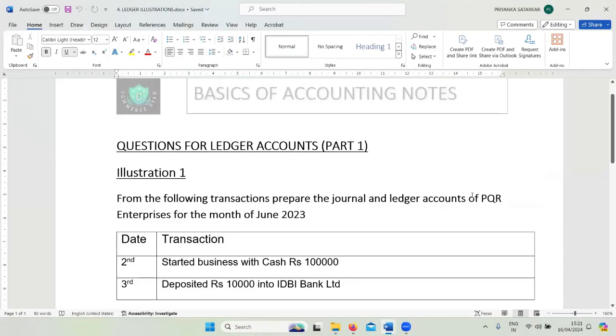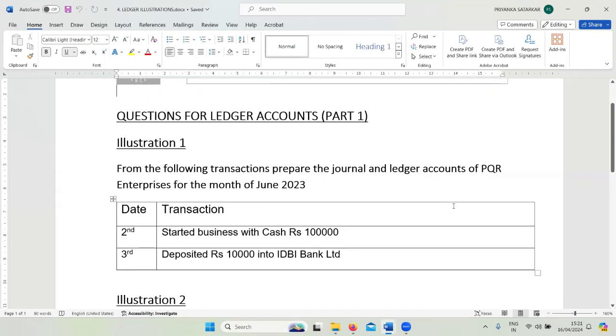We are going to take a very simple illustration now on ledger accounts. This is illustration 1, where we just have two transactions. What they have asked us to do is prepare the journal and ledger accounts of PQR Enterprises for the month of June 2023. So first we will record the journal, and then we will post these in the ledger accounts of PQR Enterprises. Let us write the journal of these two transactions so that I can explain how you are going to post these entries into the ledger accounts, right?